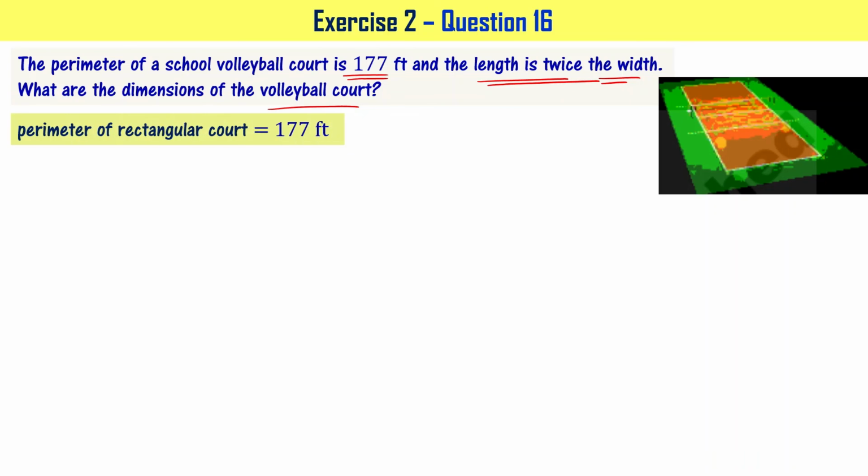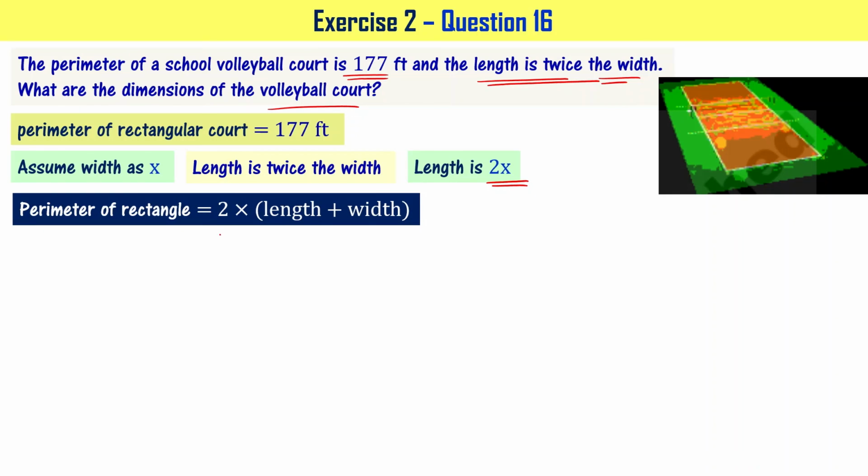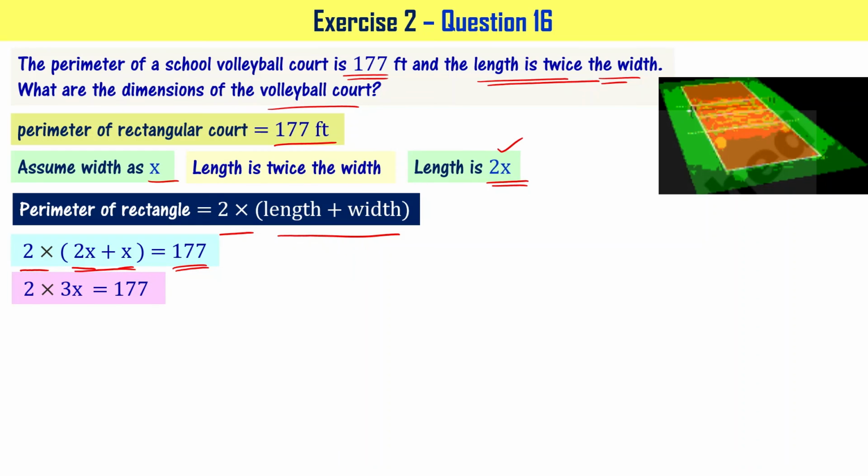So let's assume that width is x, then length is going to be twice the width. It means length is going to be 2x, right? We know perimeter of rectangle is 2 times length plus width, right? Let me substitute length equal to 2x and width equal to x into this equation and perimeter equal to 177. When I do that, it is going to be 2 times 2x plus x equal to 177. 2x plus x is 3x, right? Let me write that. 2 times 3x equal to 177. It can be written as 6x equal to 177.